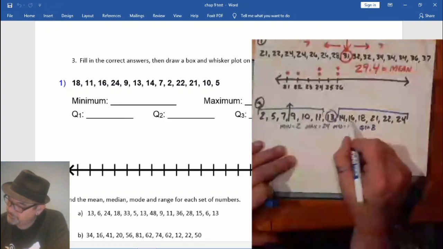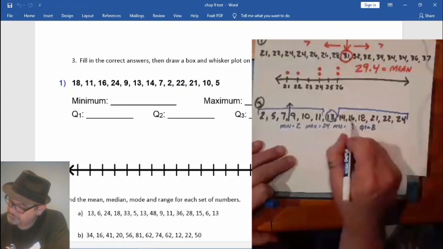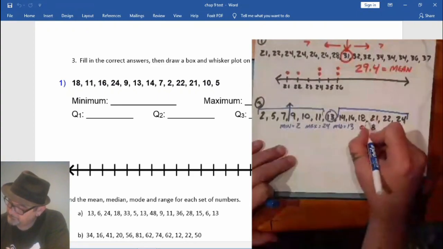And then we do the same thing up here. So it's going to be between the 3rd and the 4th number. 1, 2, 3, 4. So between here.